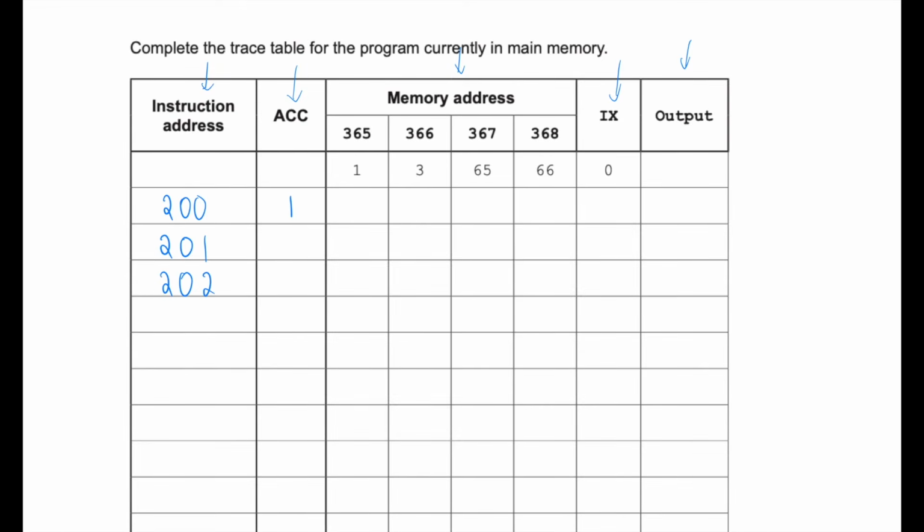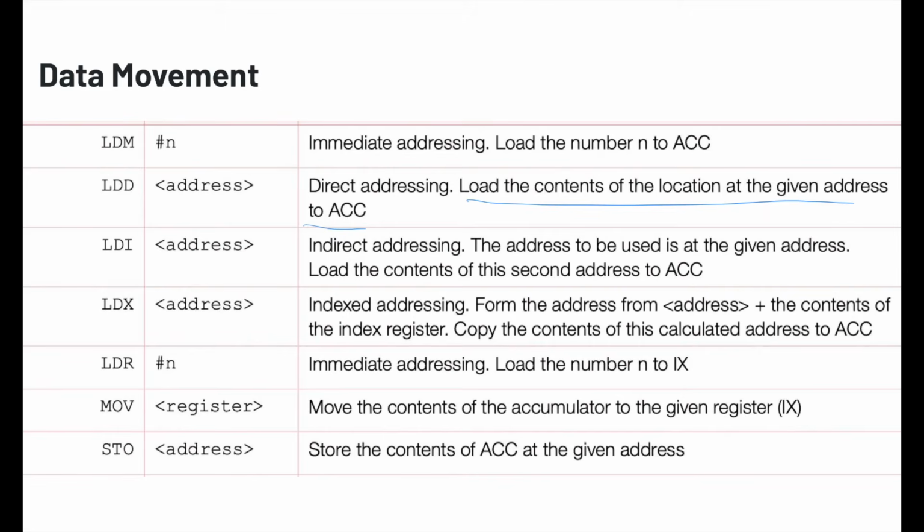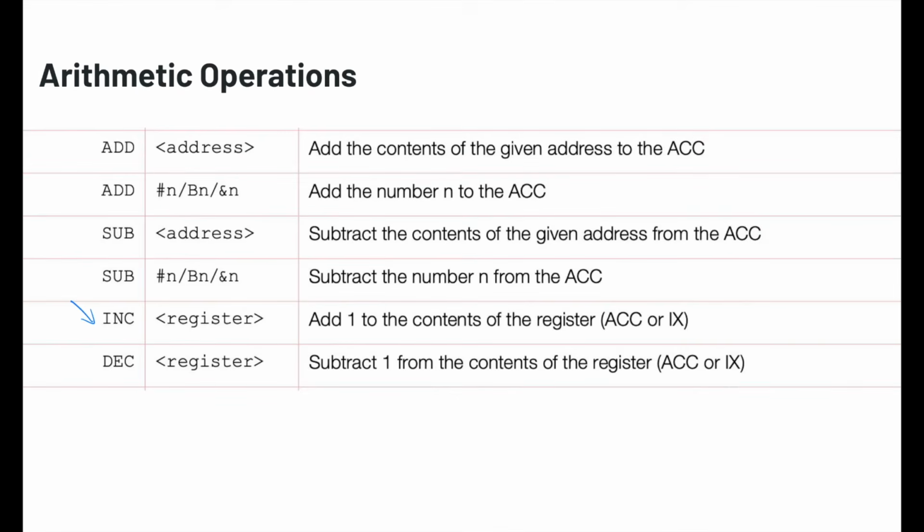So now we're going to move over to instruction address 203. Now at 203 here, we have the increment command, INC. So we want to add 1 to whatever is in the accumulator. Now this INC command is an arithmetic command, and it's used to add 1 to the contents of any register.